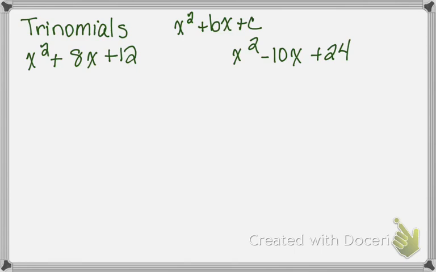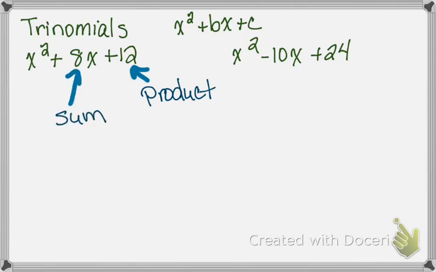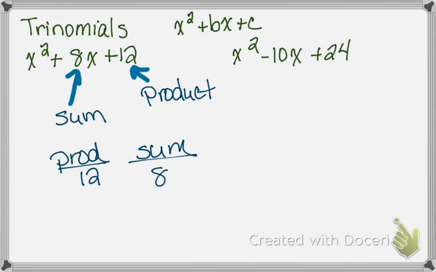When I am factoring trinomials, where the value in front of the x squared is 1, this number right here is my product. And this number right here is my sum. Okay? So my product for my first trinomial here is positive 12. And my sum for this trinomial is positive 8. Okay?